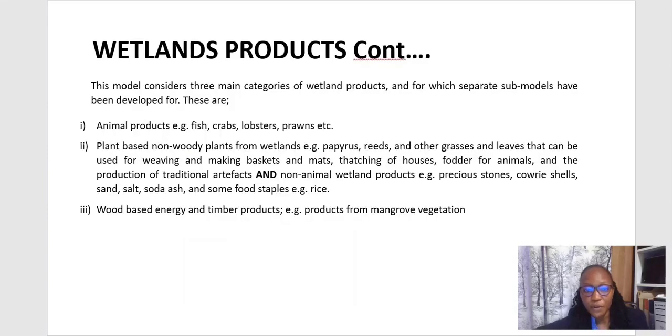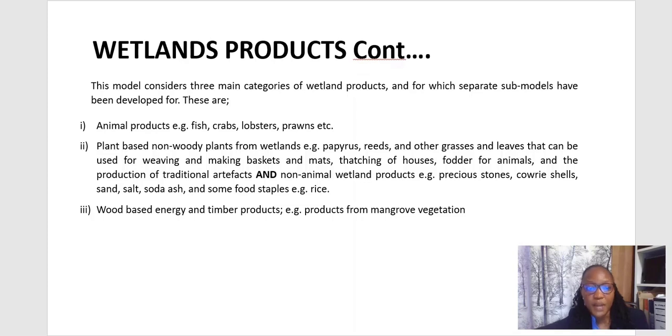This model, therefore, considers three main categories of wetland products, just like I've highlighted before, with separate submodels developed for each. We have the first submodel, which is the animal product. This is what we're going to be running today, because, like I said, for the purposes of summation, we are going to have one terrestrial ecosystem. We did the forest yesterday, and today we are having the wetland ecosystem, where we are going to run three submodels that will give us products that we can visualize when the summation has been done.